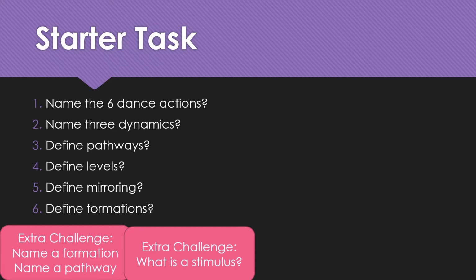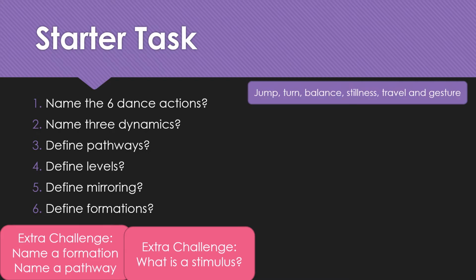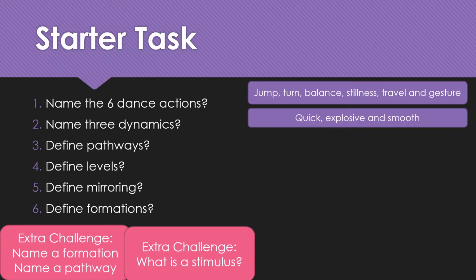So number one, the 6 dance actions are jump, turn, balance, stillness, travel and gesture. Naming 3 dynamics. Remember, a dynamic is anything that describes how you perform a movement. So I've chosen here quick, explosive and smooth, but there are many others. As long as it describes how you perform the movement, it's a dynamic.